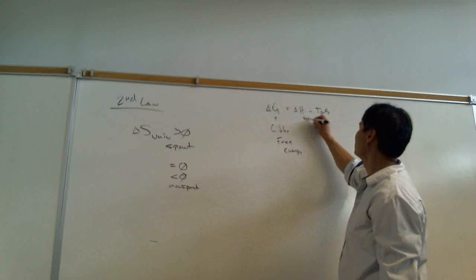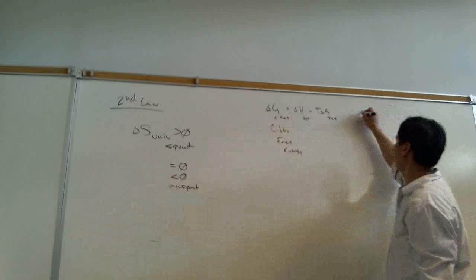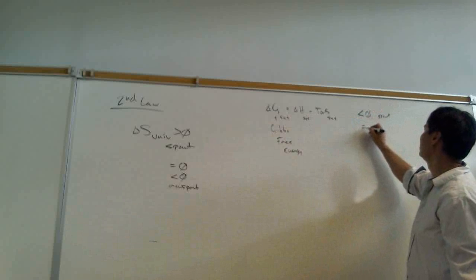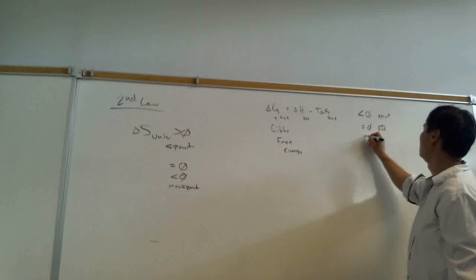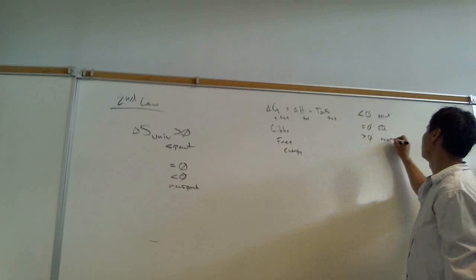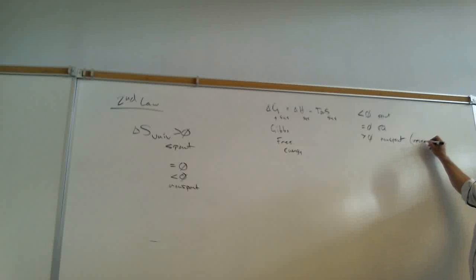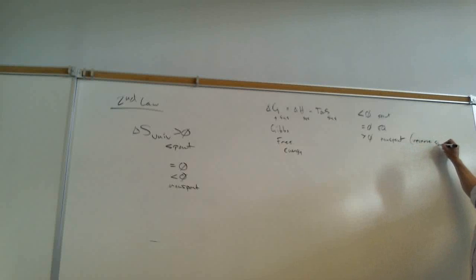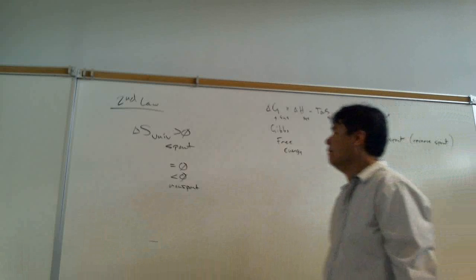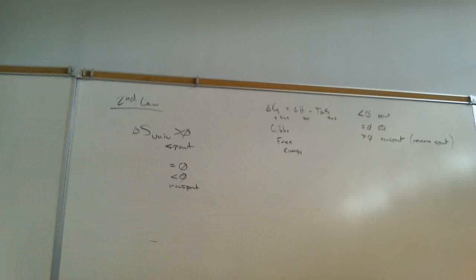This is good because this is all in terms of the system. And so we can see if this is less than 0, then it should be spontaneous. If it's equal to 0, it's at equilibrium. And if it's greater than 0, it's non-spontaneous. When we say non-spontaneous here, the reverse reaction is spontaneous. And so delta G is a way to figure it out.